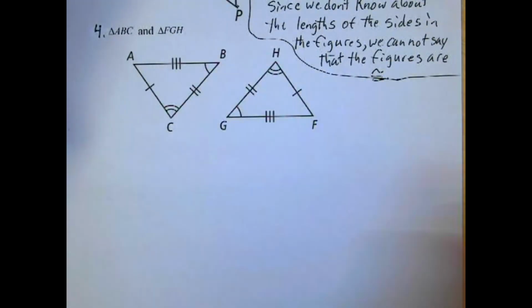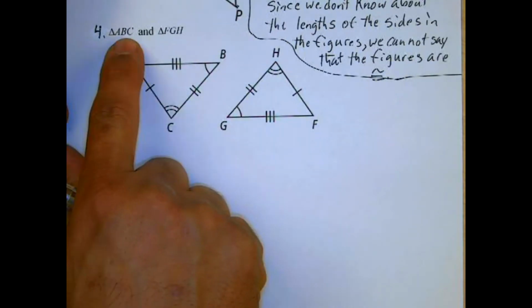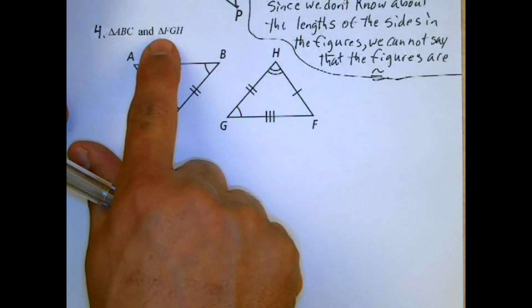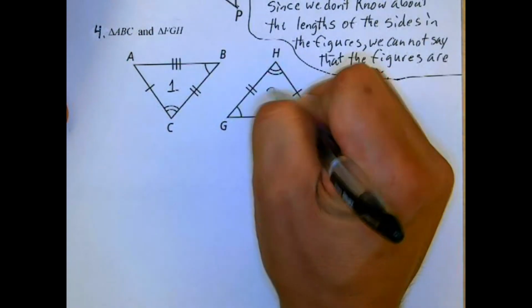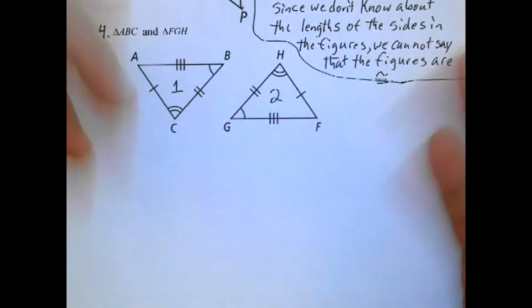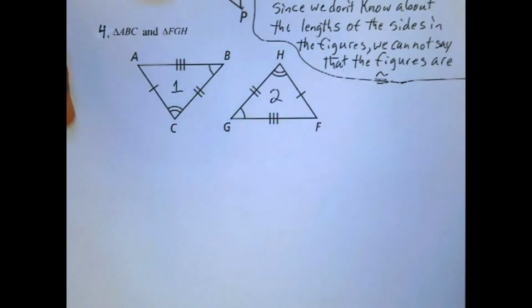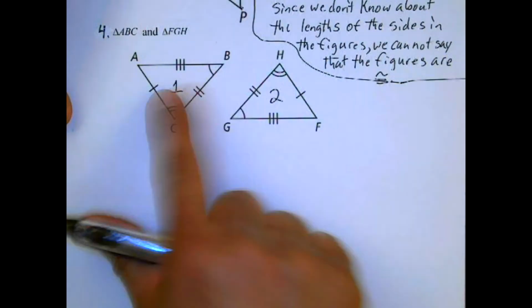Okay? This is number 4. Triangle ABC is being compared to triangle FGH. So we're going to call this one triangle number 1, and we'll call this one triangle number 2. I always like numbering stuff to make sure that when I say it as a teacher, you're going to understand which triangle I'm talking about. Well, this one's triangle number 1, this one's triangle number 2, and we're going to compare them.